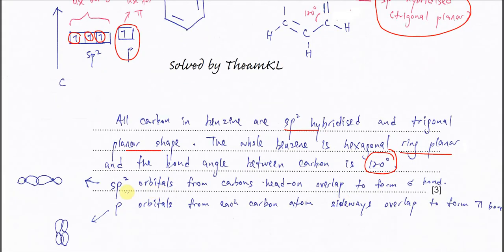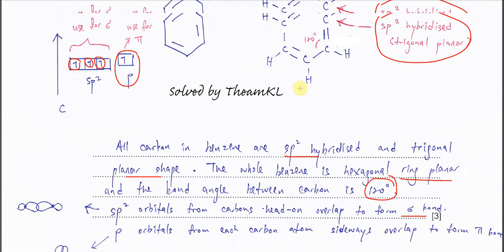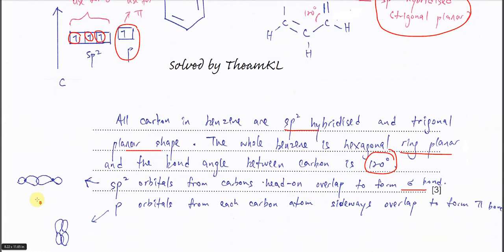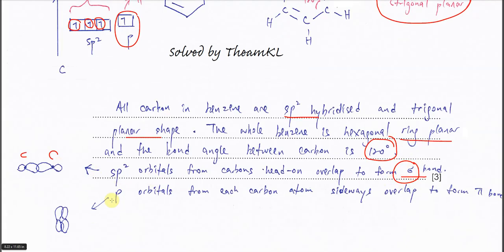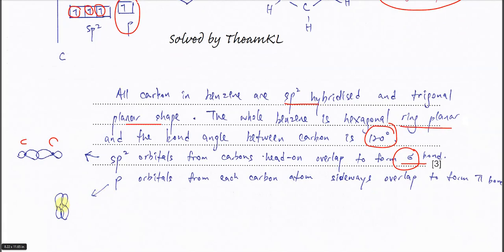Okay, because all the carbons are sp2 hybridized, the sp2 orbitals from carbon undergo head-on overlap to form the sigma bond. So let's say this is one carbon, this is another carbon. The hybrid orbitals will undergo head-on overlap and form the sigma bond, right? So this is how the sigma bonds form. And of course the p orbitals, as I told you just now, will undergo sideways overlap between the carbons, and therefore form the pi bond.